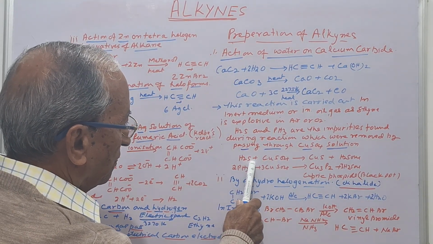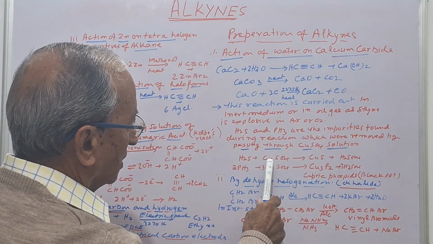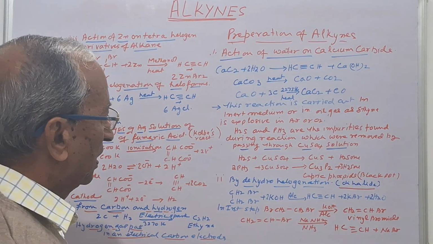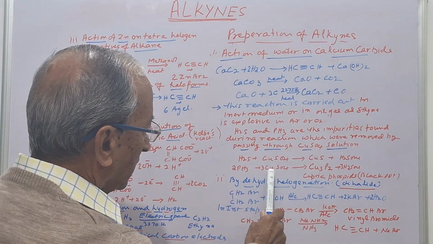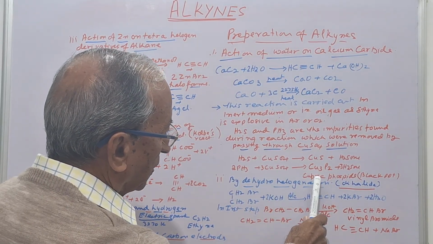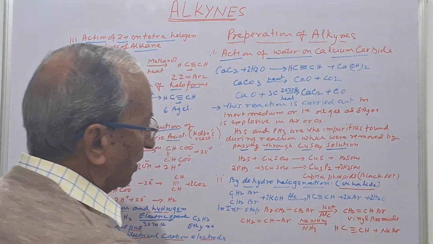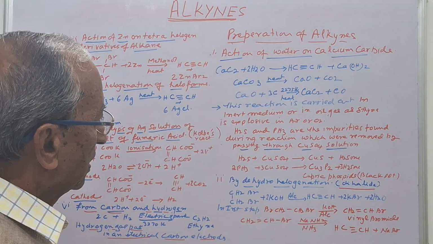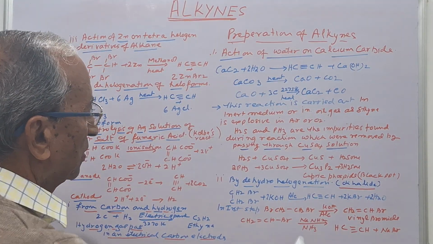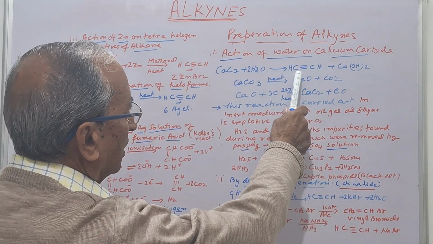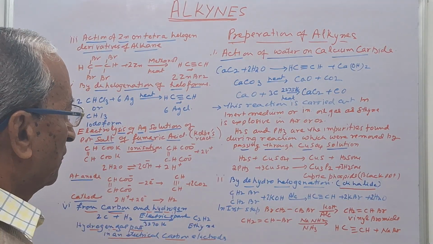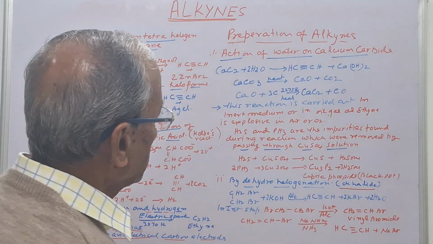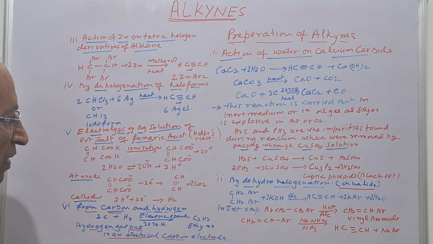This H2S, when passed through copper sulfate, forms copper sulfide, that is a black precipitate. In the same way, phosphine reacts with copper sulfate to form cupric phosphide, that is a black precipitate. So these are the impurities which are removed by passing through copper sulfate, and you get the pure acetylene gas. So this is the laboratory process and the large scale process, a very simple process.